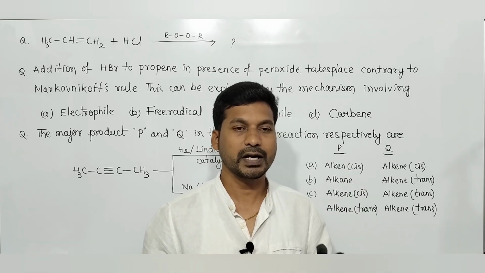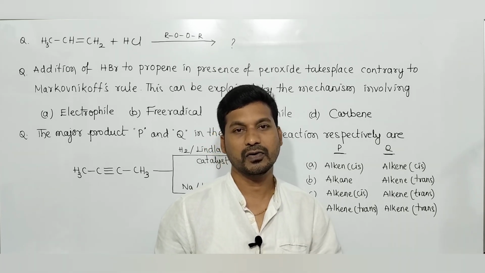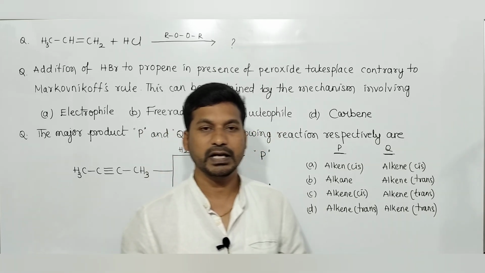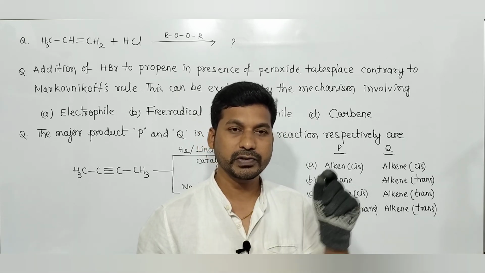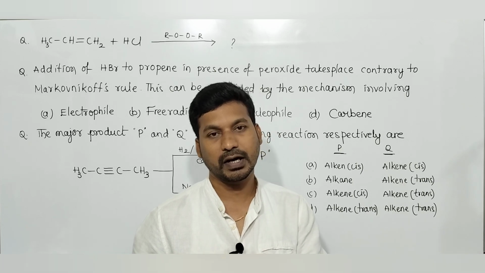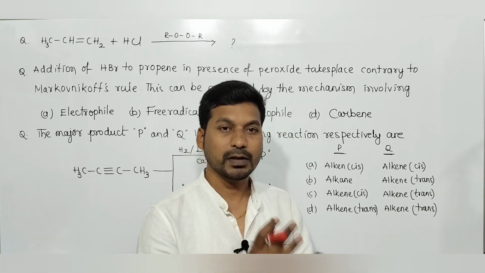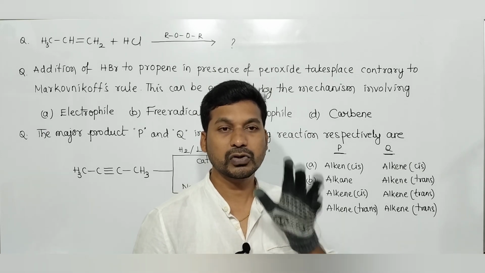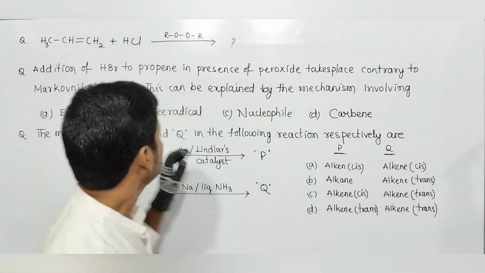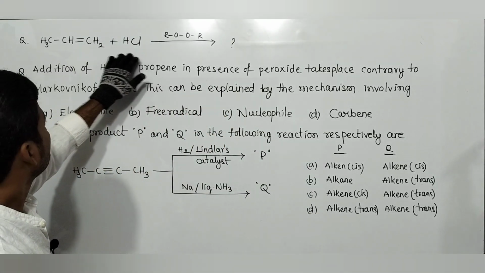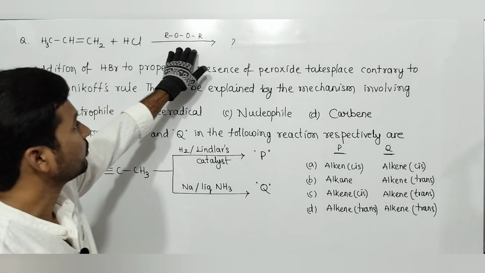Addition reaction mainly has three types: electrophilic addition reaction, free radical addition reaction, and nucleophilic addition reaction, in which two are completed in previous videos: electrophilic addition reaction and free radical addition reaction. In this video, I am going to give some previous questions on those types of organic reactions. Okay, right. So the first one is propene, an unsymmetrical alkene, with addition of hydrogen chloride in presence of peroxide.